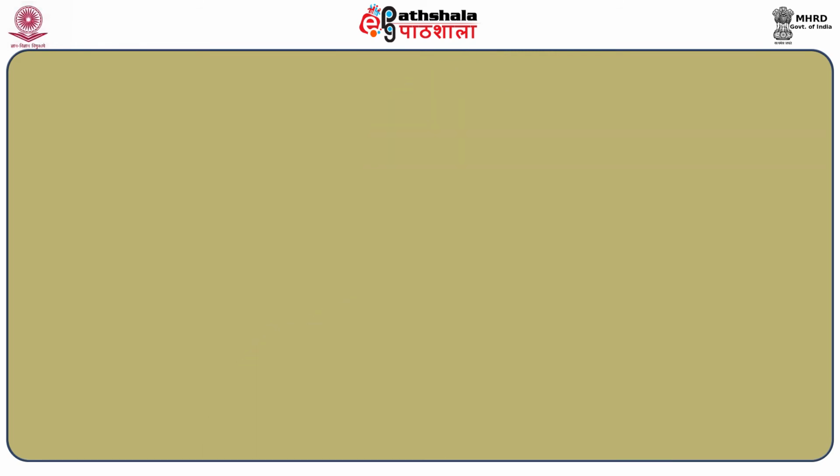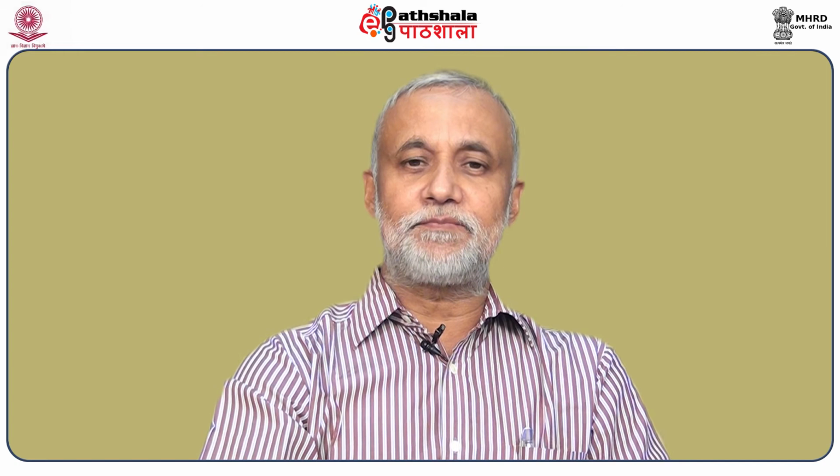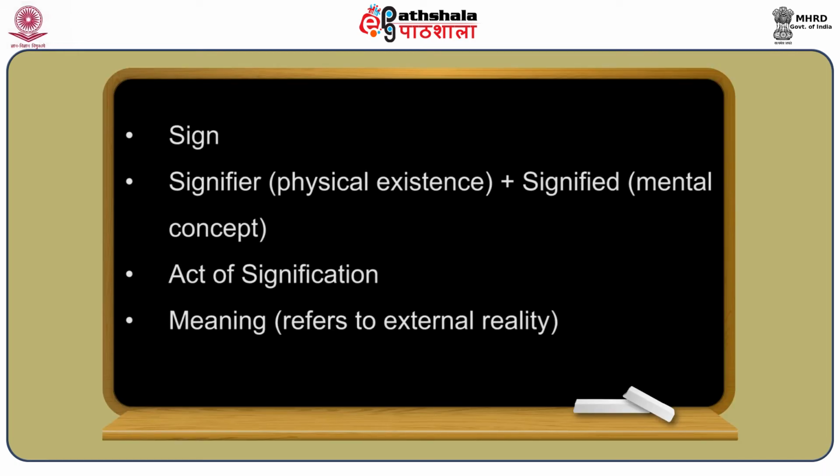This linguist is Ferdinand de Saussure. He has given the concept of sign. That sign has 2 aspects, signifier and signified. So signifier is the physical existence, the physical aspect, and signified is the mental concept. These 2 together will propose the act of signification, which will give us the meaning. Meaning means here that which refers to the external reality. Look at the point here, that I am not saying that meaning is the external reality, but meaning refers to the external reality.